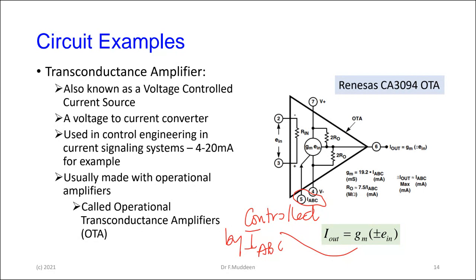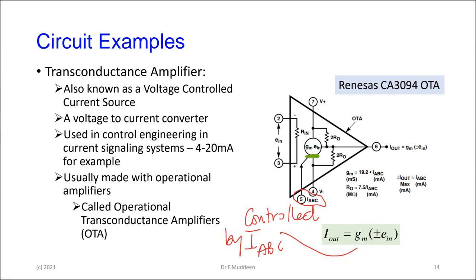Usually the transconductance amplifier is made with operational amplifiers. So more often than not, if you were to search for components, you're going to see something called an operational transconductance amplifier, which just means that it's made using operational amplifiers. And the block diagram there is one made by a company called Renesas. If you look at it, what it's doing essentially is that the voltage comes in, and notice the transconductance circuitry inside of here.